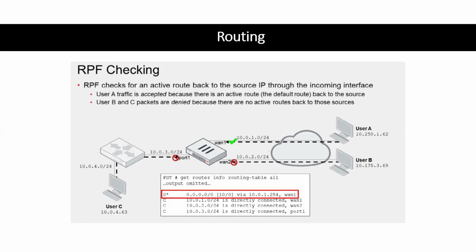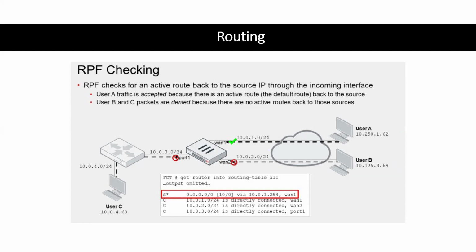However, we have two other interfaces, right? And those two interfaces do not route some incoming traffic, right? Port 1 and WAN 2, right? So port 1, they don't route traffic between the subnet for user C, right?